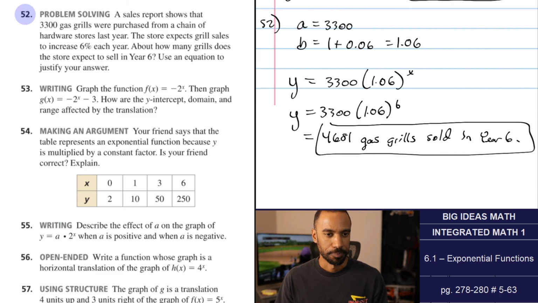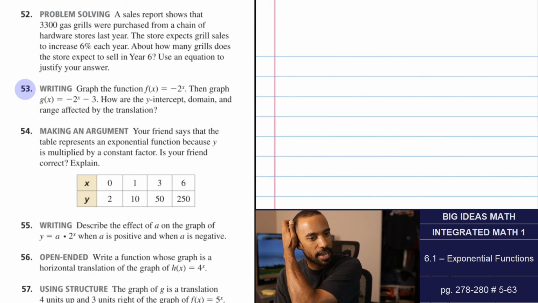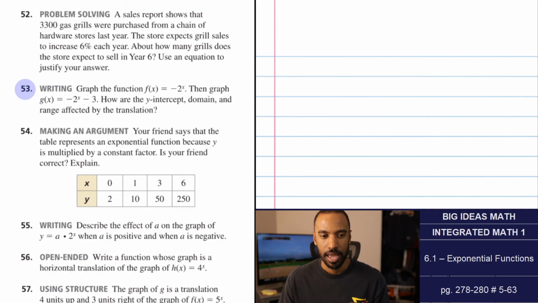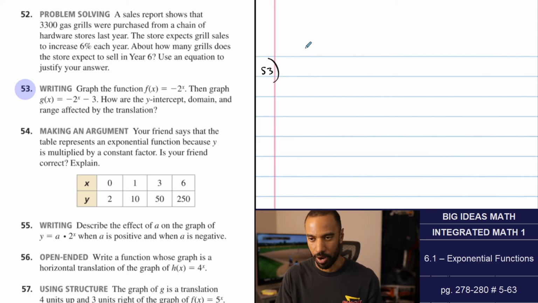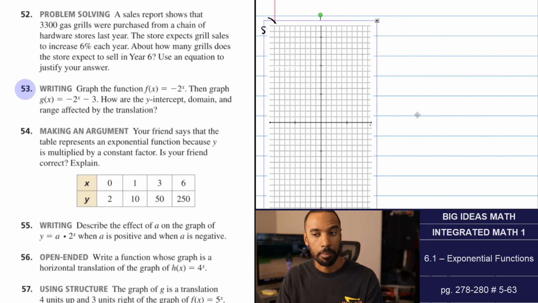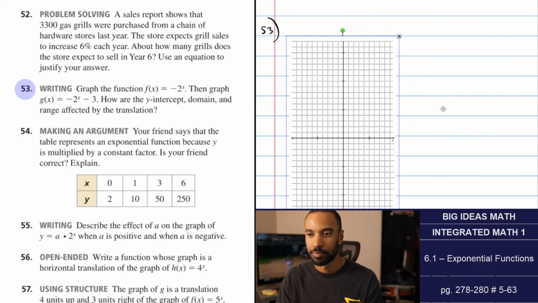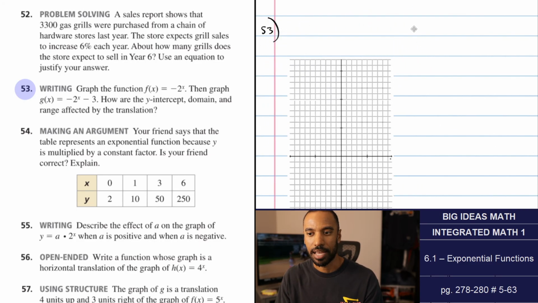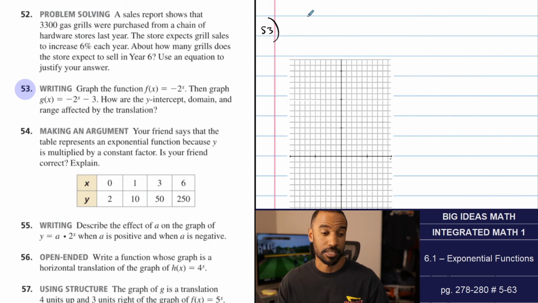Number 53. Graph the function f of x equals negative 2 to the x power. Then graph g of x equals negative 2 to the x minus 3. How are the y-intercept, domain, and range affected by the translation? Well, now we have to graph both. But I'll probably just copy and paste one into the other, because that's literally what these things are. Actually, that's not how I would graph it. That's how they'd graph it.